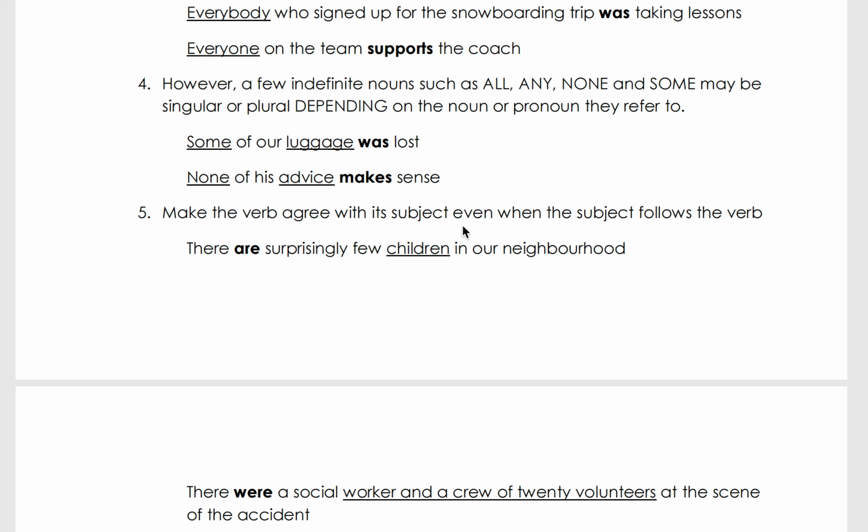Make the verb agree with the subject even when the subject follows the verb. So in the context of you find there, it's going to depend on whether after there is or there are. If, for example, here you look at there are, so here should be plural as well, few children. But if there is, surprisingly, then you need to have here child. There is a child.